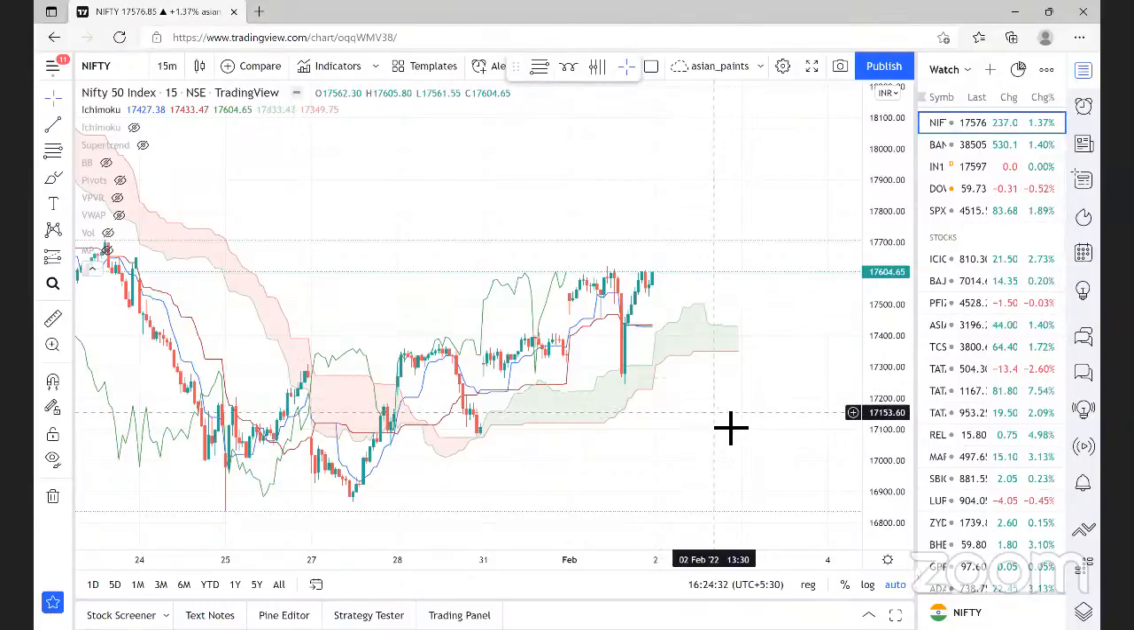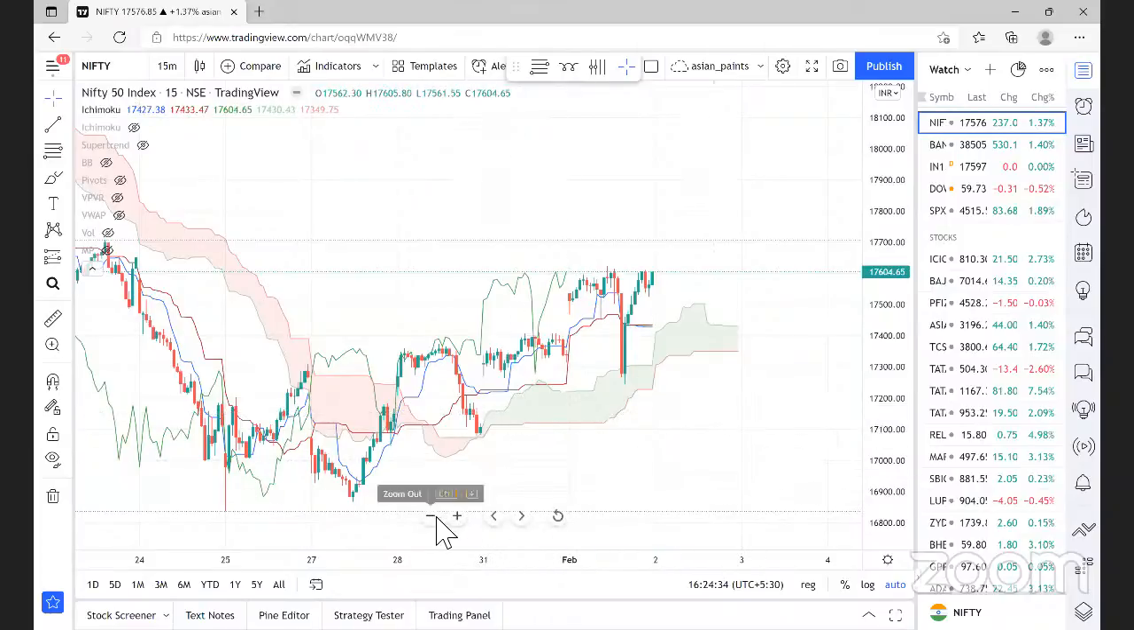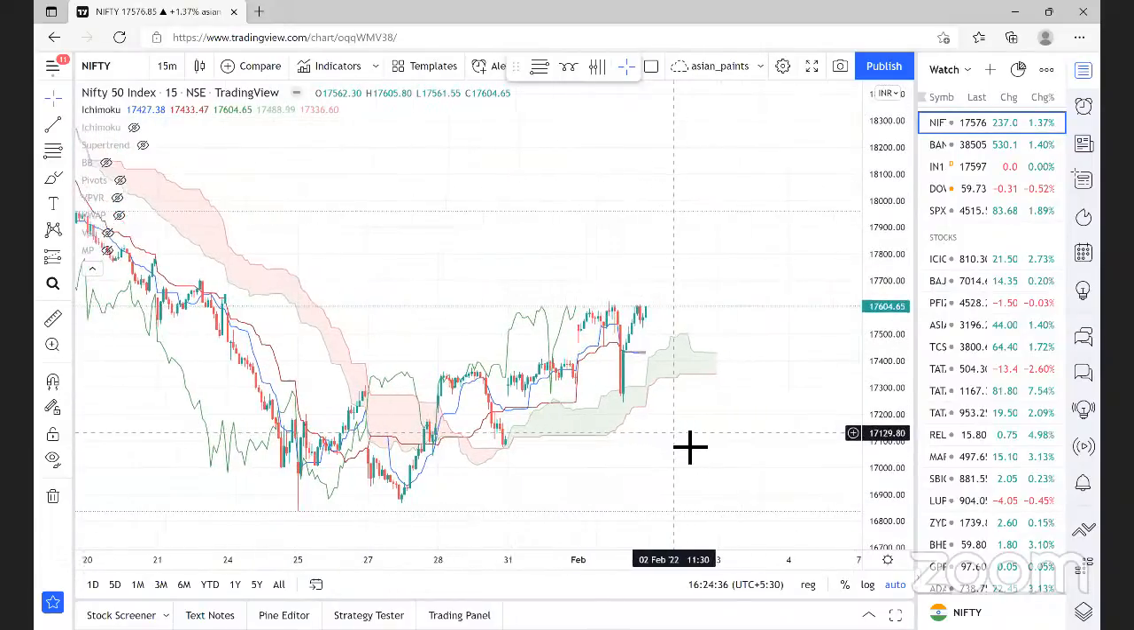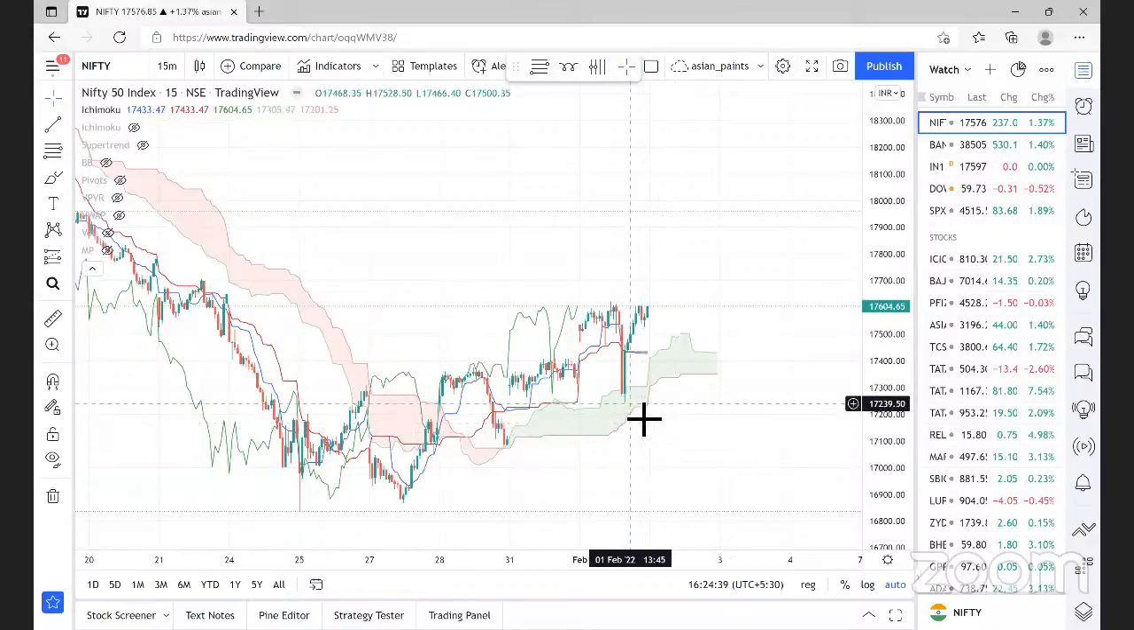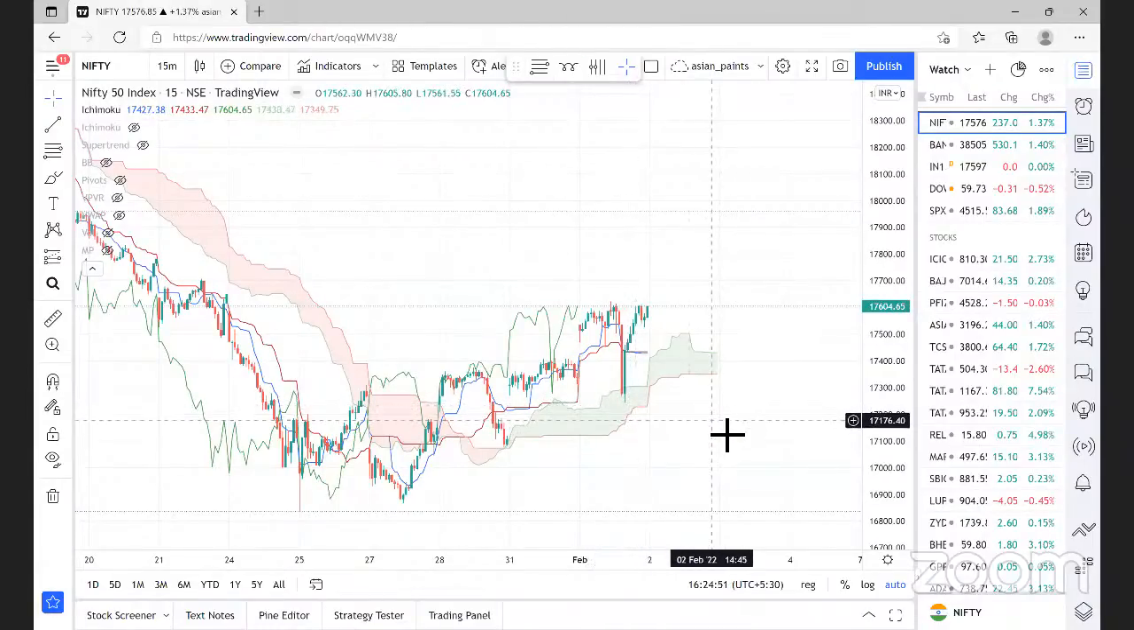Are you able to see the Ichimoku cloud here? Are you able to see the cloud? Can you see this? The support is precisely at the 15 minutes cloud. Exactly at that point of time is where the support is lying. Now you have to do only one thing. कुछ नहीं करना है. You just have to time the turn.